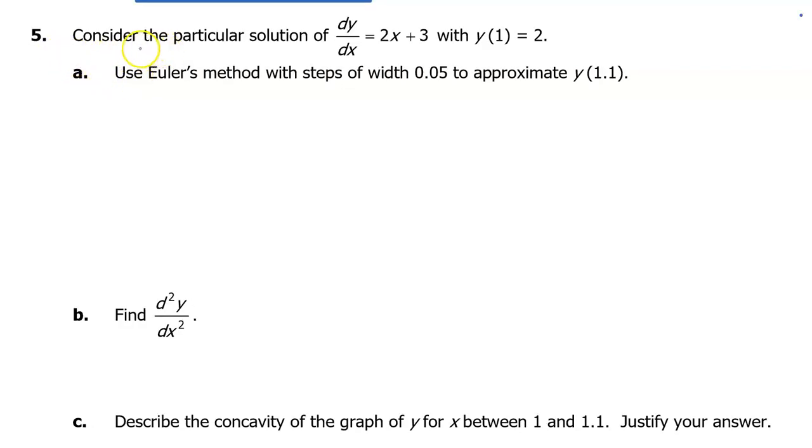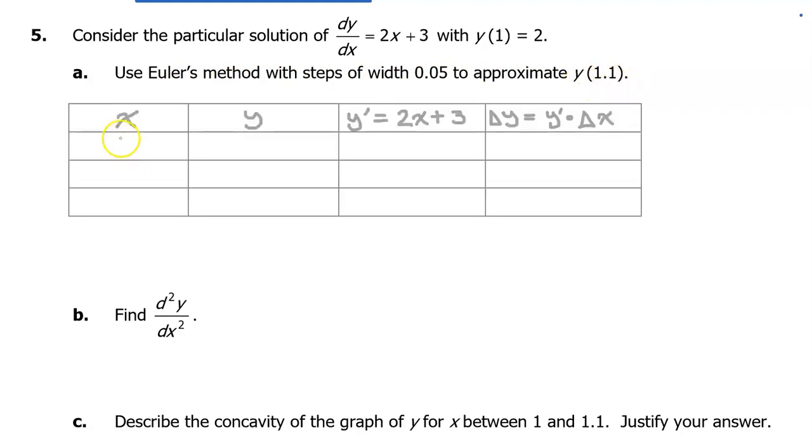Number 5. Consider the particular solution of dy dx equals 2x plus 3 with y at 1 equal to 2. Part A. Use Euler's method with steps of 0.05 to approximate y at 1.1. Write your setup in the first row like this. Steps of width 0.05 means delta x is 0.05. Y at 1 equals 2 means the initial point is 1, 2.